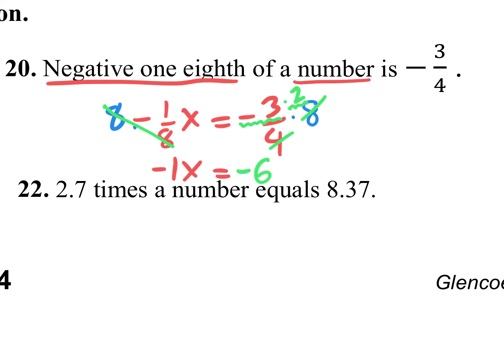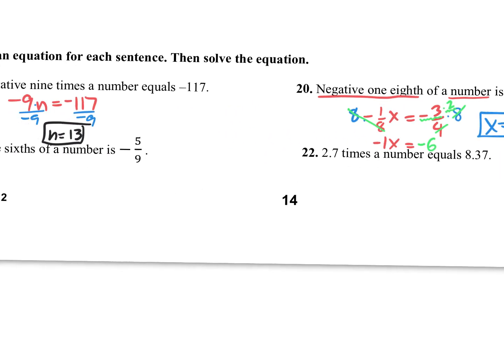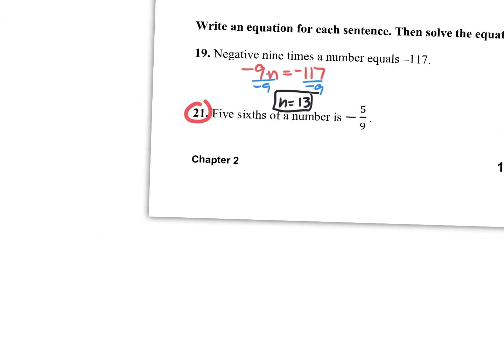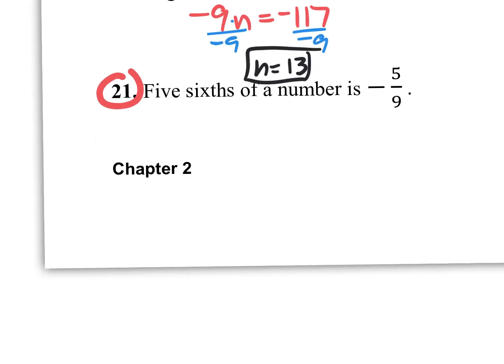And remember, you want x by itself. You don't want a -1 that's being multiplied in front of the x. So you could just change the signs or multiply both sides by -1 or divide both sides by -1. But the bottom line is x equals +6. So 21, it doesn't work out that great. So we're just going to skip it for now.